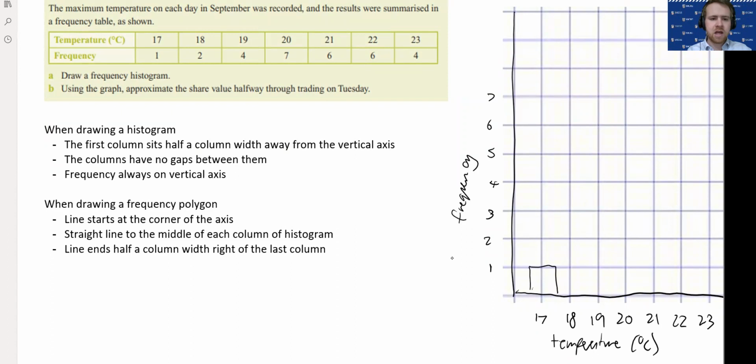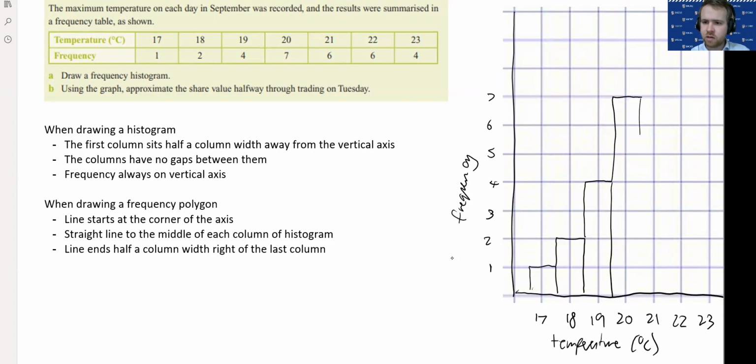And then the next one is 18, which goes to 2, and it's going to start from the same place. We can just start our rectangle using the top corner of the one next to it, so we're not leaving any gaps between our columns. Okay, next one goes up to 4 for 19. So we can just continue that there. We go across to halfway and then down, no gaps between our columns. Then 20 goes all the way up to 7.